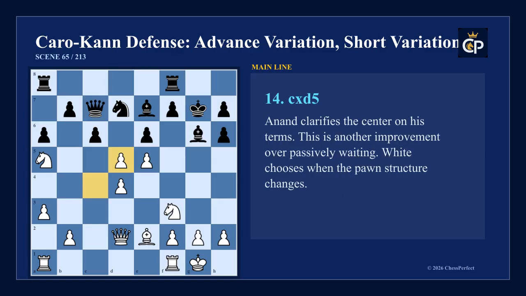C takes d5. Anand clarifies the center on his terms. This is another improvement over passively waiting. White chooses when the pawn structure changes.